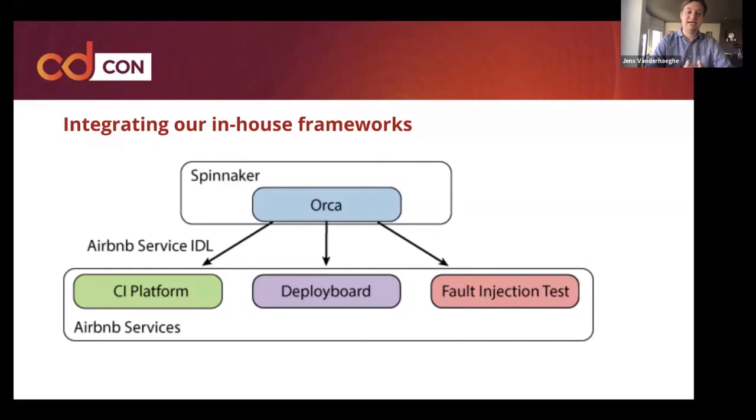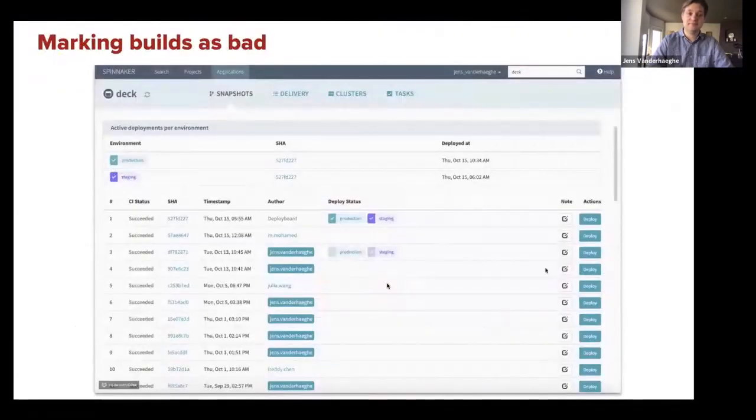We added a new stage to Orca that allows people to send specific requests in the Airbnb IDL format. By doing that, we enable people to interact through Spinnaker, through a single stage, with all of the other services that we have available within our internal tooling. This allows us to do things like communicating with the CI platform, communicating with deploy boards, our old deployment tool, and even triggering fault injection tests and integration tests. You name it, it is possible with Spinnaker now.